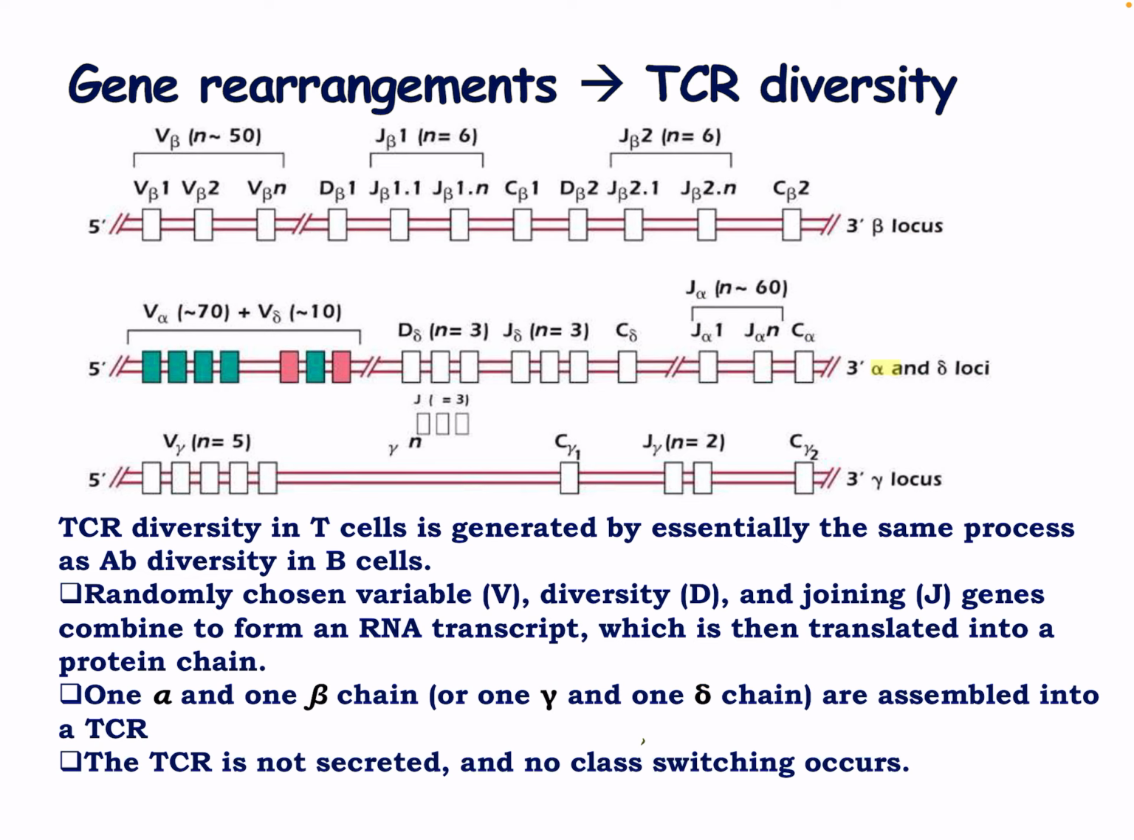So here's quite a complex figure looking at the diversity. Again, same process. You'll see that there's one alpha and one beta chain, or one gamma and one delta chain, which are assembled into the T-cell receptor. The T-cell receptor is not secreted. Again, the B-cell receptor can be membrane bound or secreted as antibody, but the T-cell receptor has to be membrane bound, and no class switching occurs. So once it gets this diversity, it stays that way.